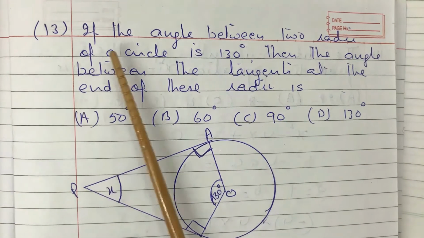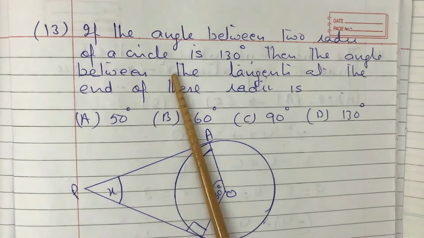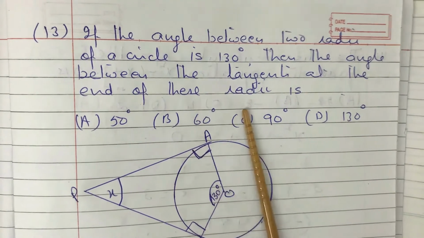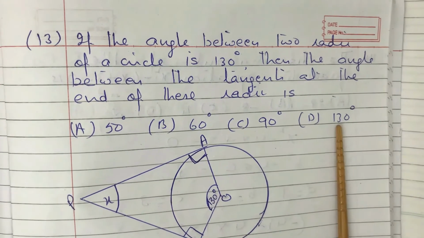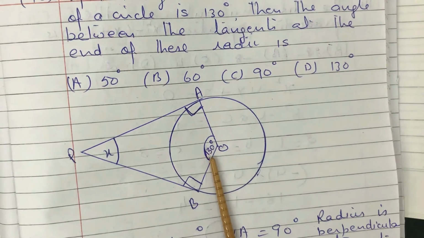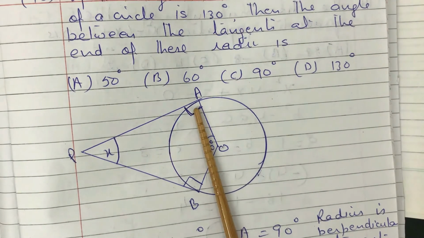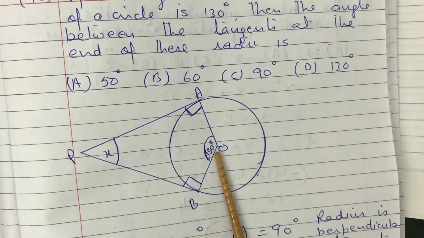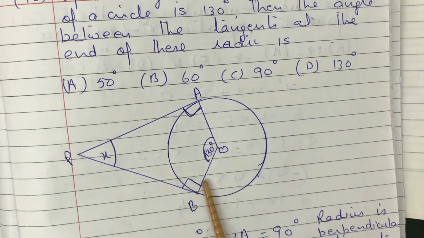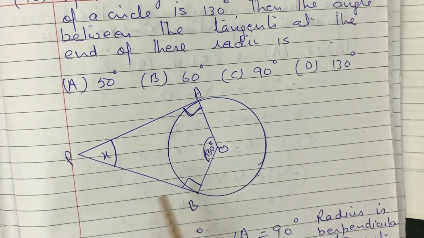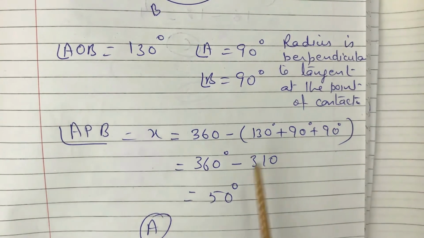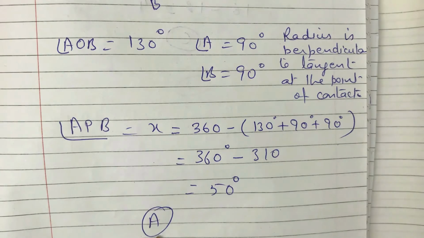Now 13th question. If the angle between two radii of a circle is 130 degree, the angle between the tangents at the end of these radii is, there are 4 options. Now you see, we have to find this angle, and this angle is given 130 degree. So this angle is 90 degree, this angle is 90 degree, this angle is 130 degree. We can find this angle because sum of angles of a quadrilateral is 360 degree. If we know the 3 angles, we can find the 4th one. So this is what I have written here. The value of x will come out to be 50 degree. So A is the option.